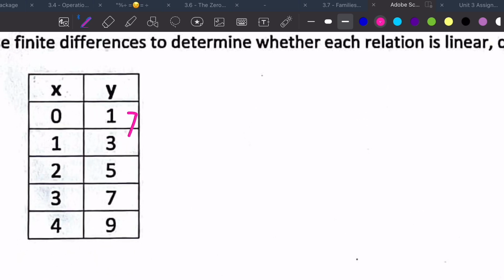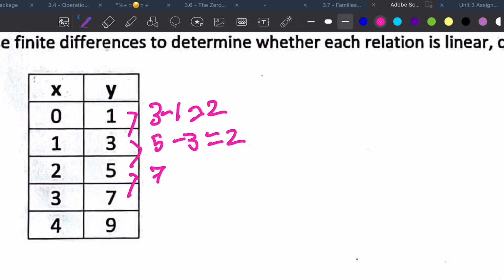Okay, so 3 minus 1 equals 2. 5 minus 3 equals 2. 7 minus 5 equals also 2, and 9 minus 7 equals 2. So what does it mean? First differences are the same. Is it a line or is it a parabola or neither? Yeah, it's a line. Do we agree?